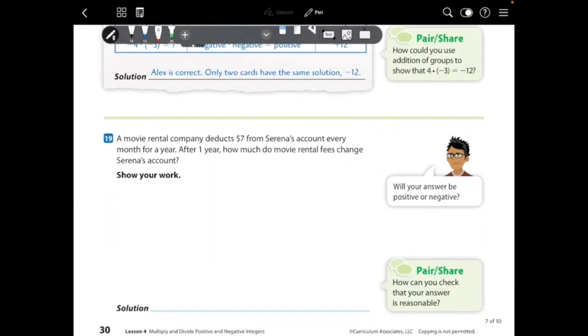So let's continue on. It says a movie rental company deducts $7 from Sienna's account every month for a year. After 1 year, how much do movie rental fees change Sienna's account? Show your work. So she basically has Netflix, and they charge $7 in her account. So if they charge something, that means they're taking away money. So technically she's not gaining any money, but they are debiting her account $7. So she's getting -7 every month.